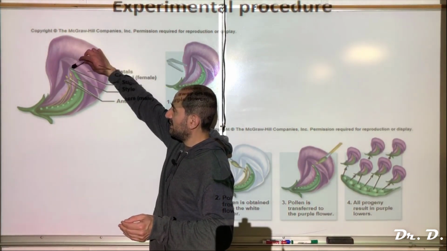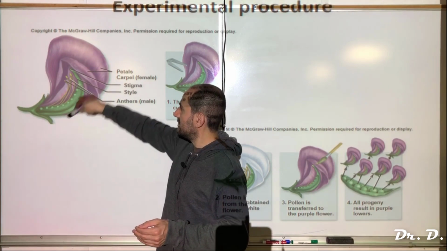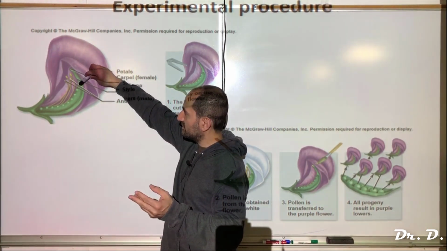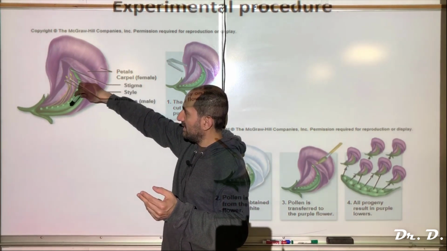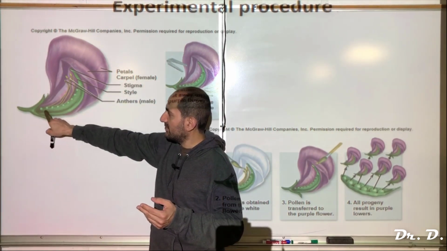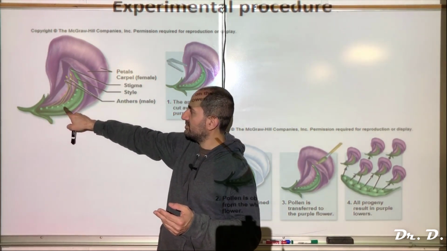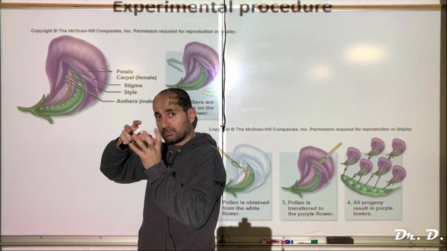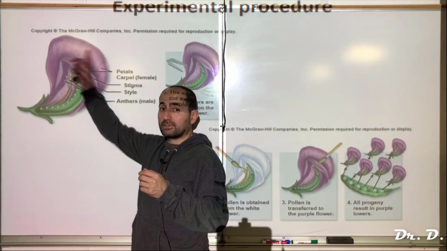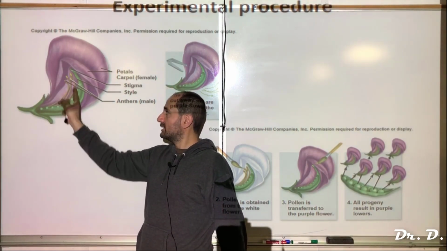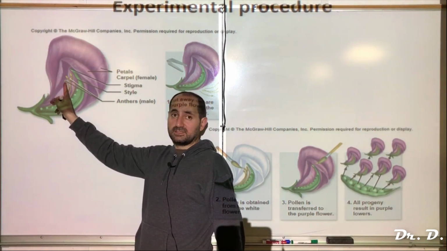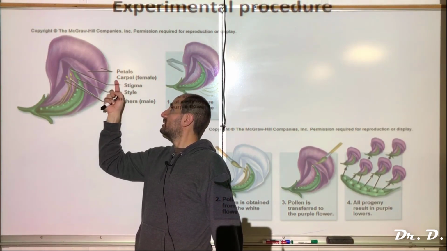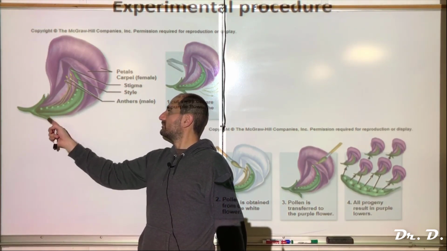The stigma is the end of the style, and the pollen or sperm then travels down the style, and here's where all the eggs are. Here's an egg, here's an egg, here's an egg, here's an egg, here's an egg. So did you see what happened? The same flower has sperm and eggs. The sperm are at the tip of the anther. The eggs are inside of this structure called the carpel, right? The female part of the flower.